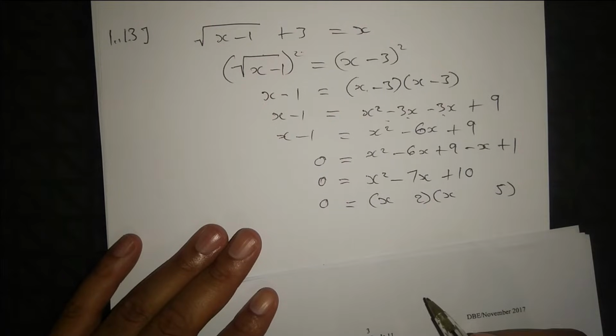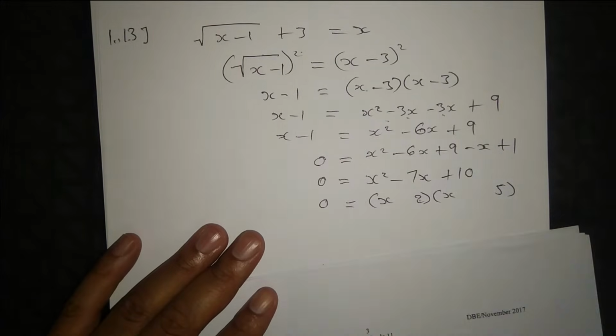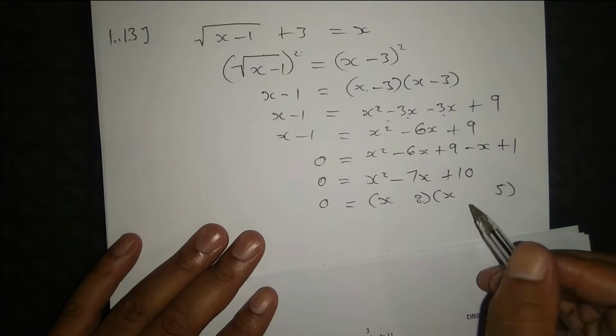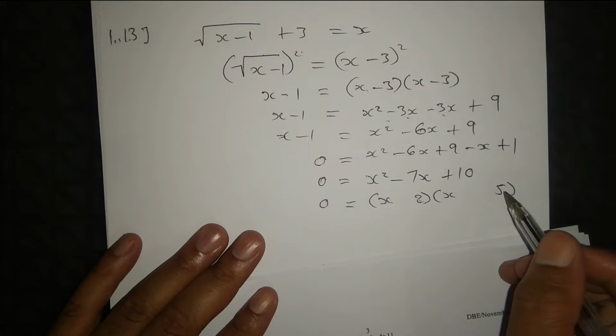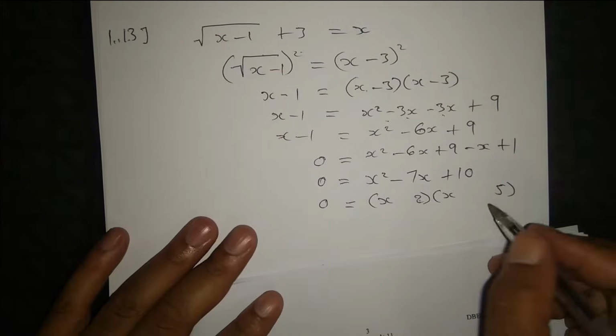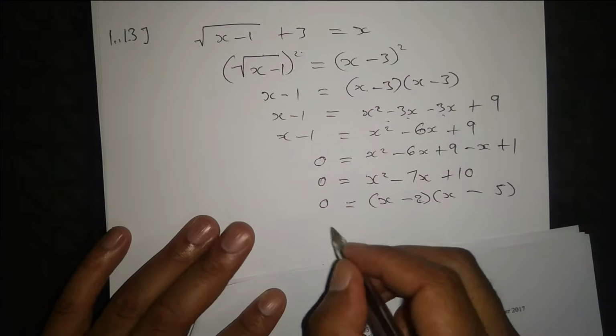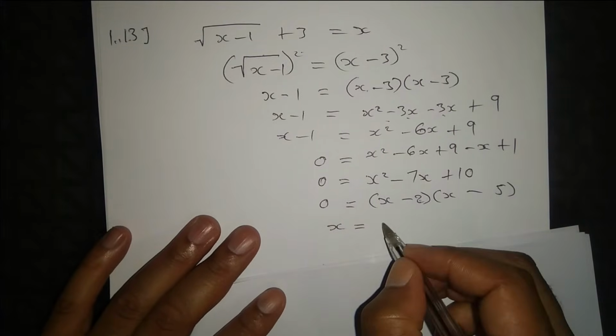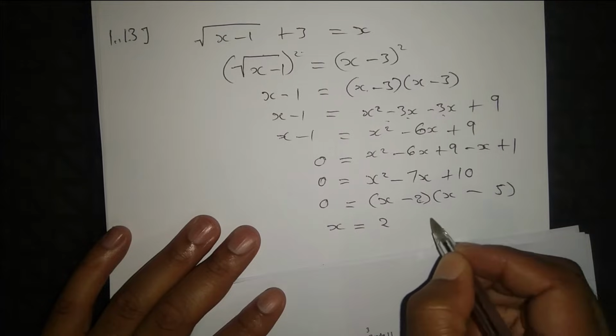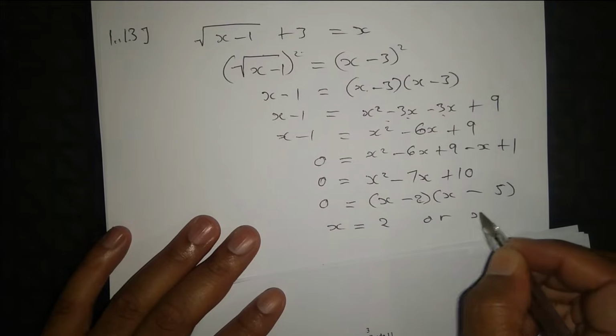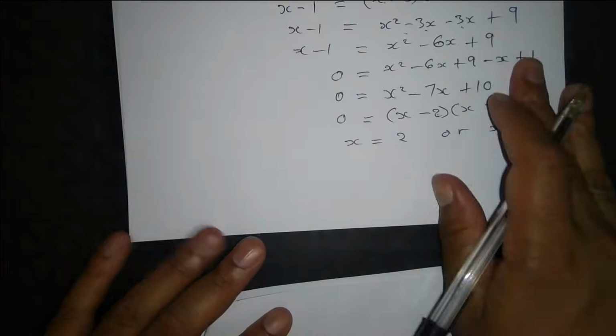It's simple, sometimes. So, factors of 10: 2 times 5 is 10, and 2 plus 5 is 7. So the signs are going to be minus. So x is equal to 2 or x is equal to positive 5.